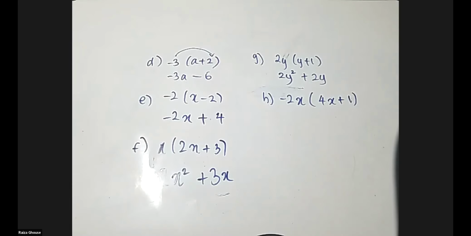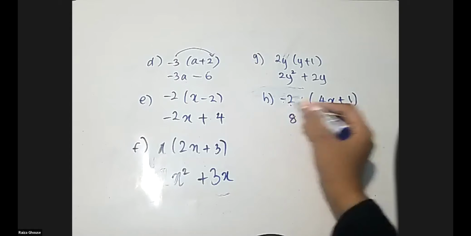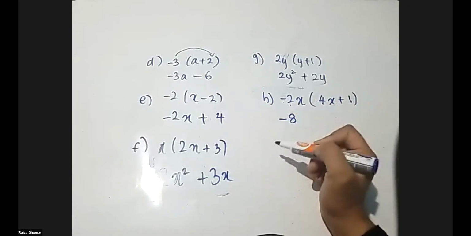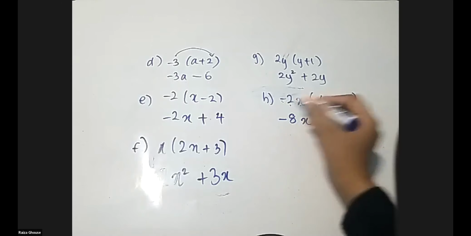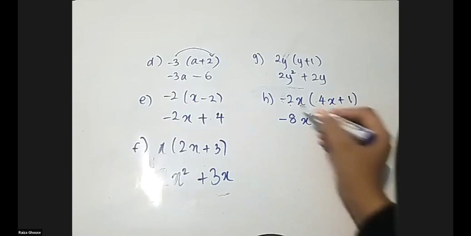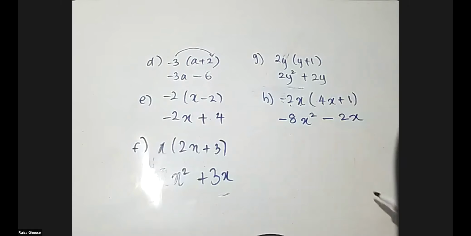Okay, right, good. Now, H part here, you're multiplying two numbers, 2 times 4. 2 times 4 is 8, but make sure, don't forget the symbol. Negative into positive is negative. X into x is x squared. And here, negative into positive is negative. 2 into 1 is 2, and no letters, so it's x.